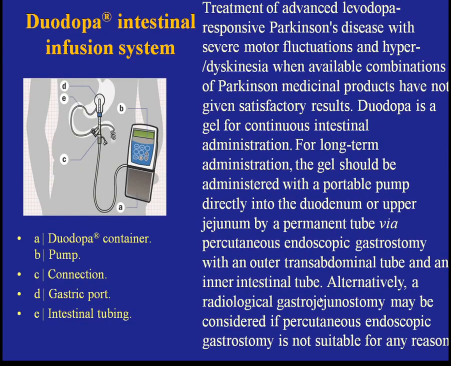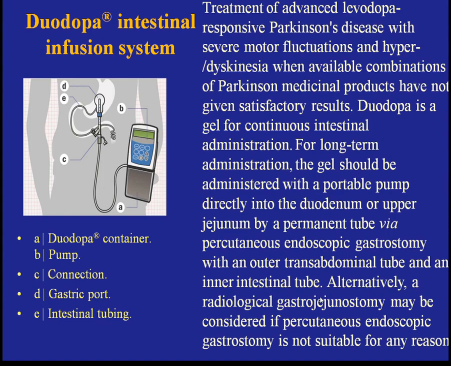And one more new method, this is levodopa intestinal infusion system, treatment of advanced levodopa-responsive Parkinson's disease with severe motor fluctuations and hyperdyskinesia, when available combinations of Parkinson medicinal products have not given satisfactory results. Levodopa is a gel with continuous intestinal administration.